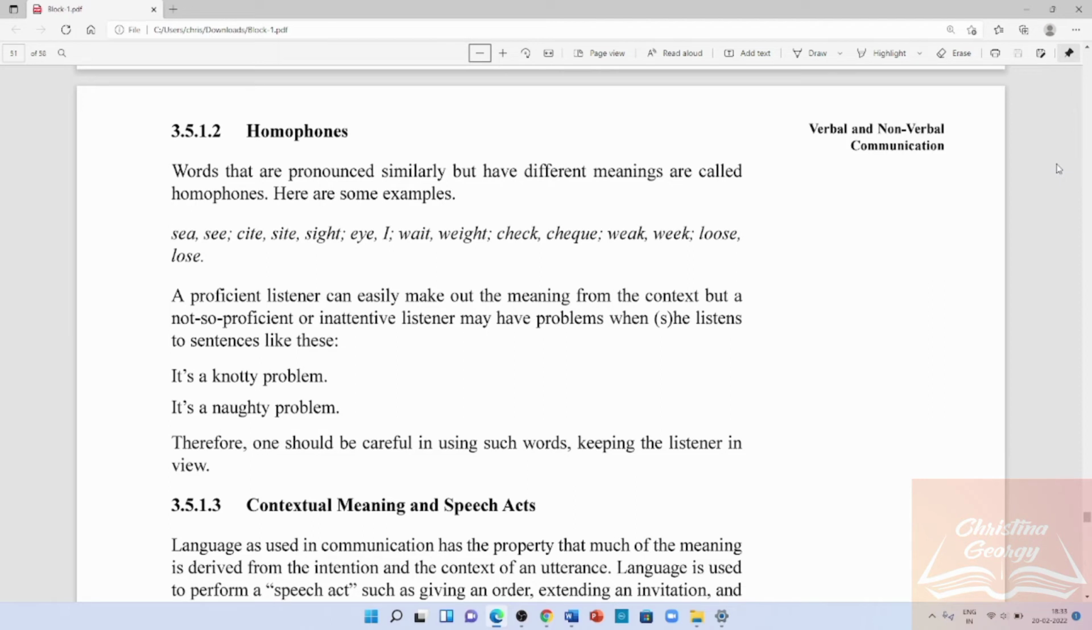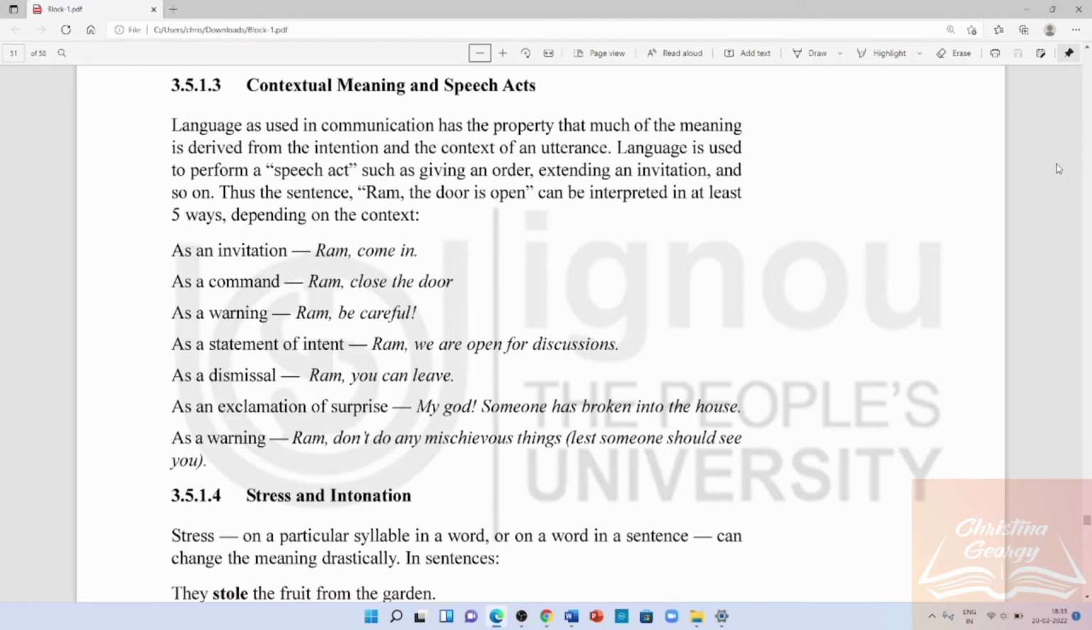Moving on to contextual meaning and speech acts. Language is used to perform a speech act such as giving an order, extending an invitation, and so on. Thus, any sentence for that matter. Let's consider the sentence, Ram, the door is open. And this sentence can be interpreted in at least 5 ways depending on the context. So you can see the 5 different ways on screen.